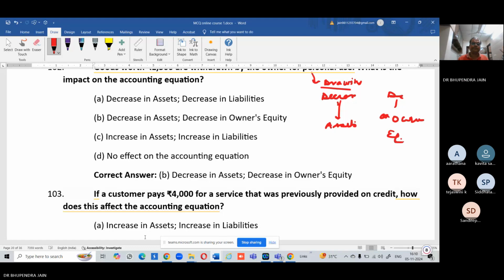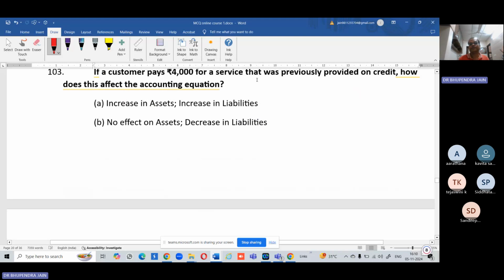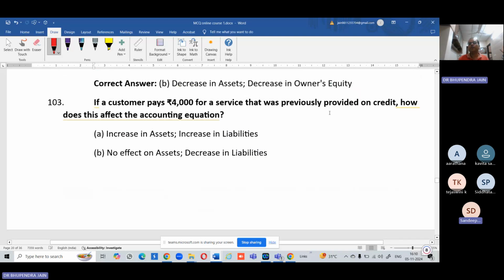Next, if a customer pays rupees 4,000 for a service that was previously provided on credit, now how does it affect accounting? So whenever you pay, definitely the asset will decrease, or your liability will also decrease.